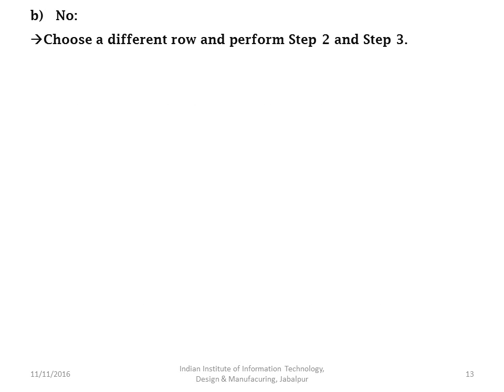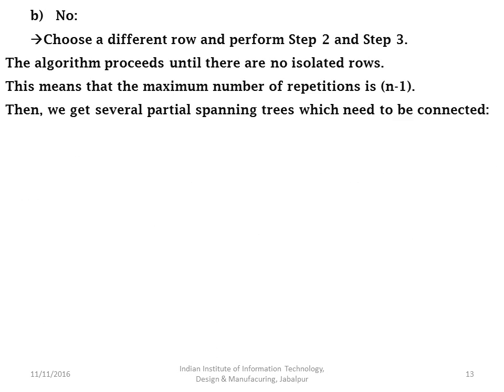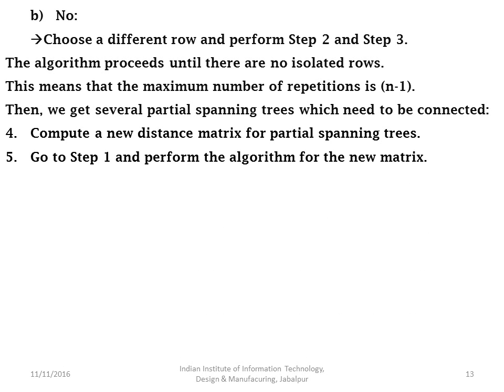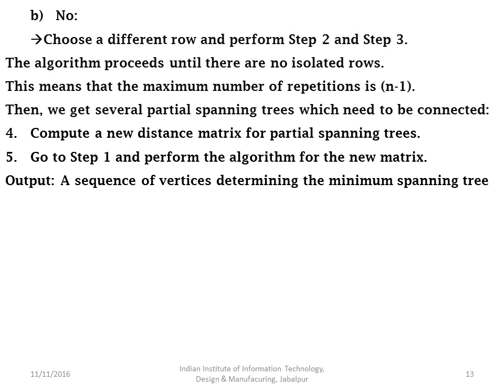The algorithm proceeds until there are no isolated rows. This means that the maximum number of repetitions is n minus 1. Then we get several partial spanning trees which need to be connected. Compute a new distance matrix for the partial spanning trees, go to step 1 and perform the algorithm for the new matrix. The output we get after execution of this algorithm is a sequence of vertices determining the minimum spanning tree.